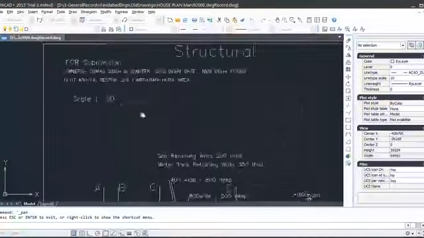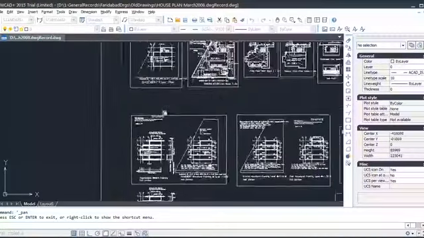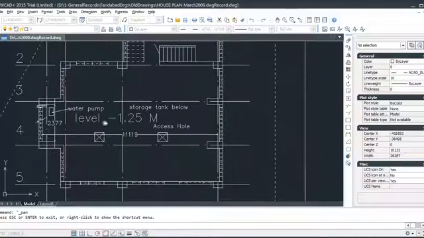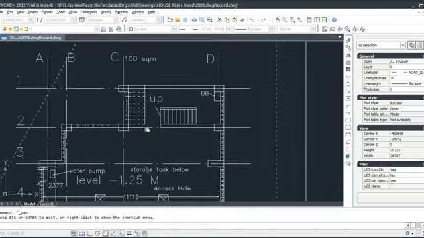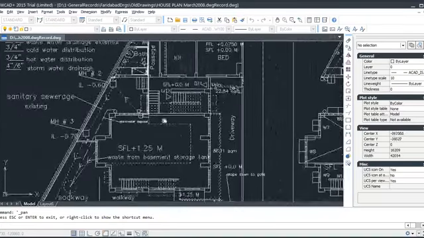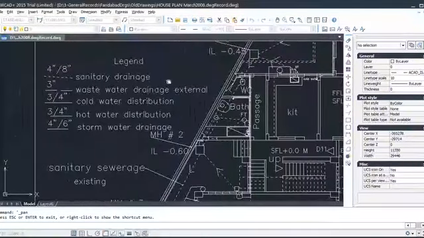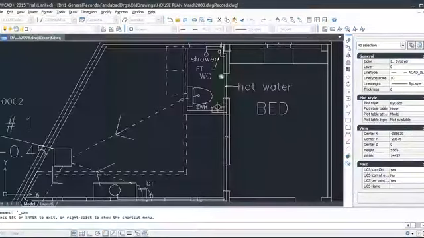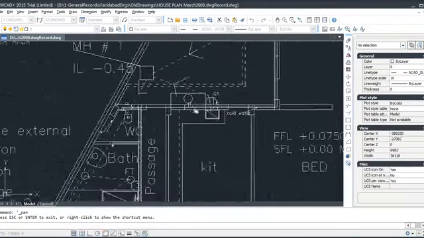And also here, these are, you can say, services to all these floors, just like the water pump given here, the storage tank below this level, and this is the basement here. Then you go for this another ground floor services: sanitary drainage, wastewater drainage, cold water distribution, hot water distribution, storm water drainage, sanitary sewerage, like this. And this is some hot water line, here is the sewer line, and this bedroom. Similarly, all services are given.